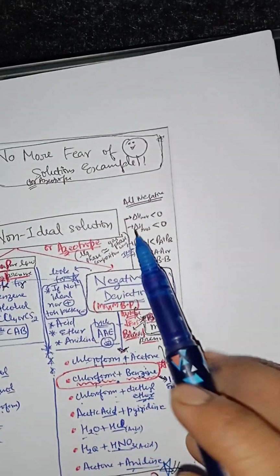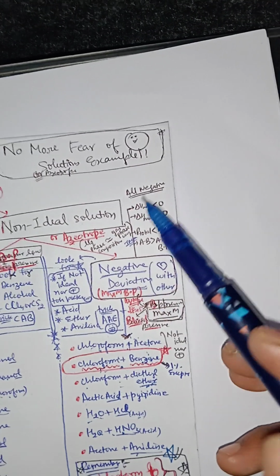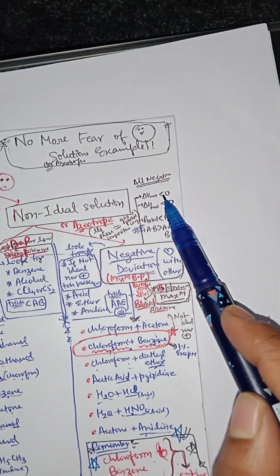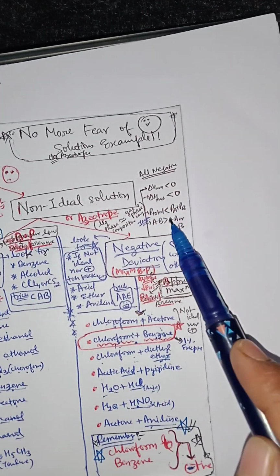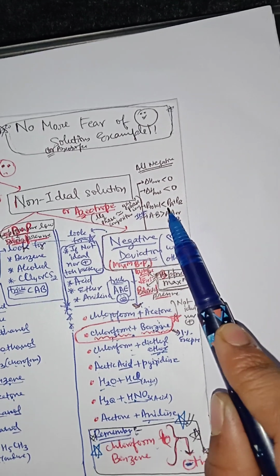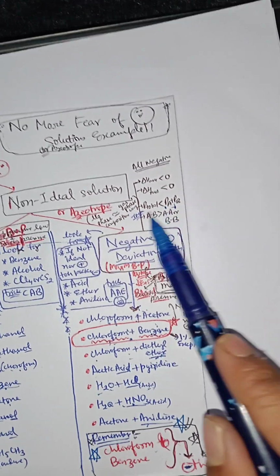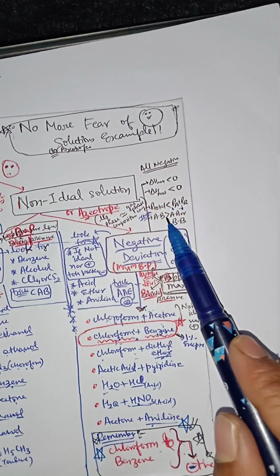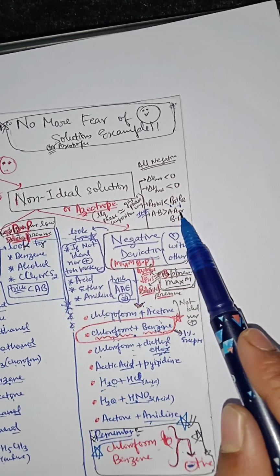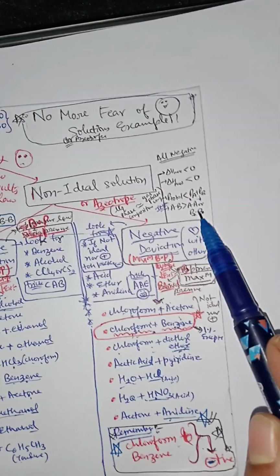Okay. Now in negative deviation, all will be negative. Delta V mix will be negative. Delta H mix will be negative. And P total will be lesser than PA plus PB. AB intermolecular forces will be more than AA plus BB.